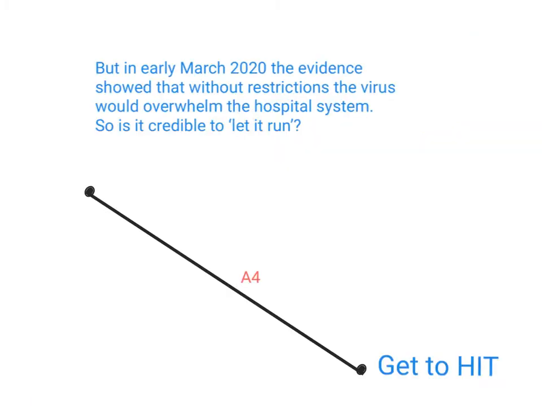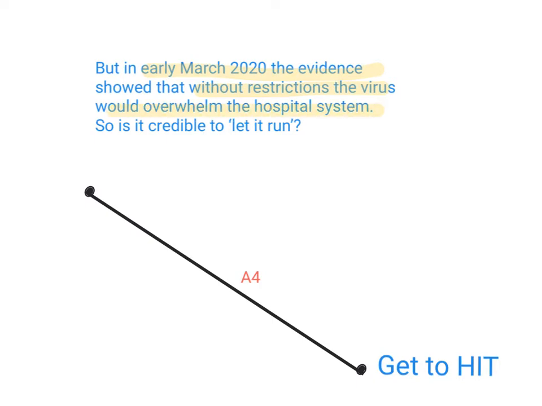So let's start by focusing on just one branch, and that's the branch that involves action 4, getting to our outcome 4, which is getting to herd immunity threshold. The reason why this one's a good place to start is that even in early March, the evidence was pretty clear that if there aren't any restrictions in place, then the number of infections, the number of critical infections, and the number of deaths would pretty quickly overwhelm the hospital system.